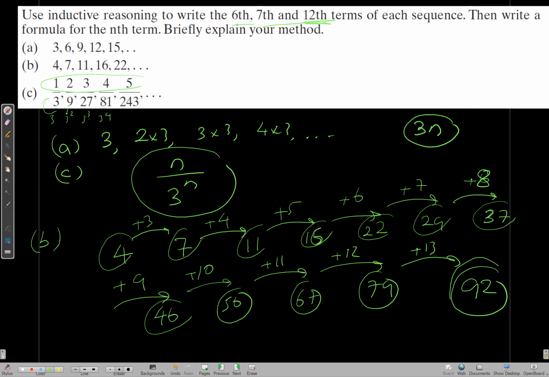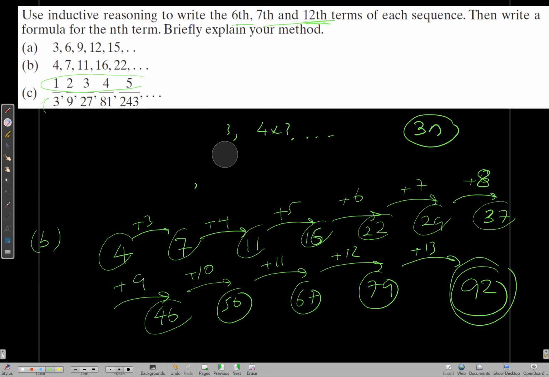Yes, 92 is the answer, but now I'm actually more interested in finding a general term. Because what if I ask you to find the 100th term? How do you do that? Now, how do you generalize this pattern? This is a little tricky. Now, let me try to address this. Let me write down the problem again here.